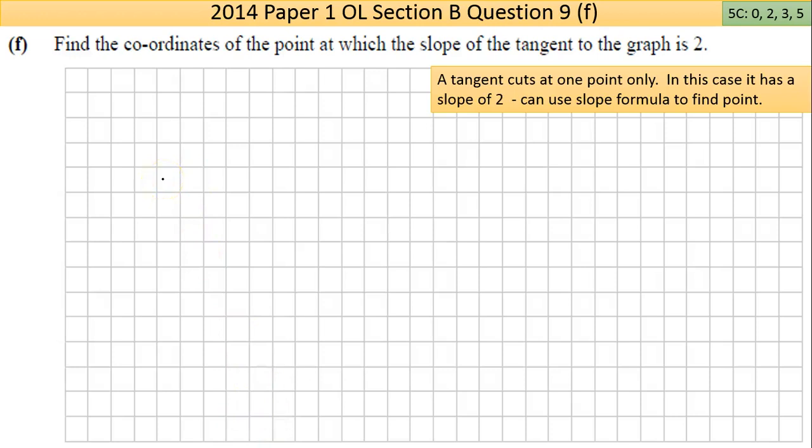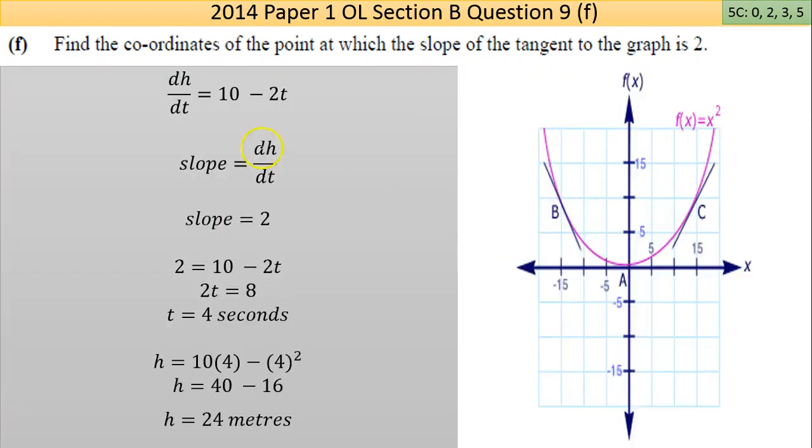Now, part F should be almost there. I should go straight to the answer here. Find the coordinates of the point at which the slope of the tangent to the graph is 2. Now 2 is a positive slope, so it's going up. If this is just an infographic, not this particular function, just a function, the tangent here would have a negative slope. The tangent here would have a positive slope. So find the coordinates, there's an x and y, or h and t, depending how you look at it, at which the slope of the tangent to the graph is equal to 2.